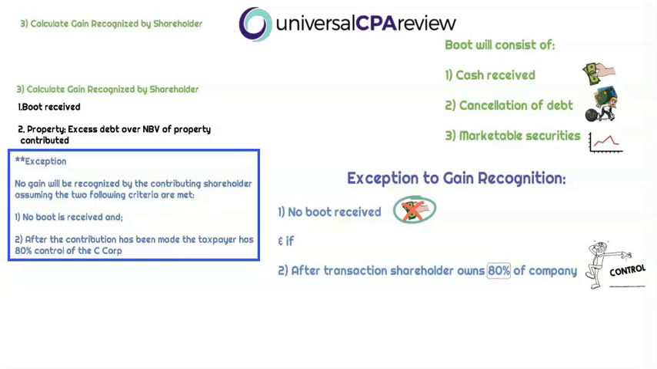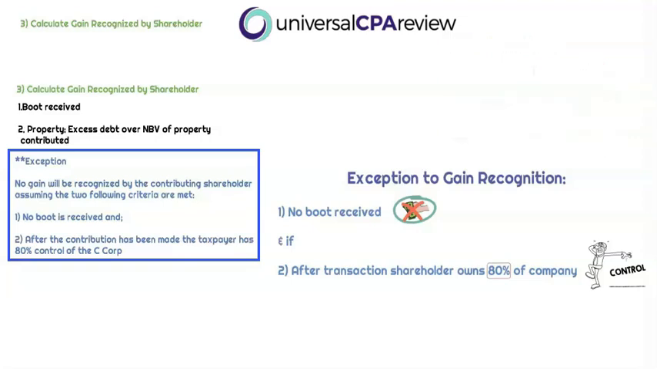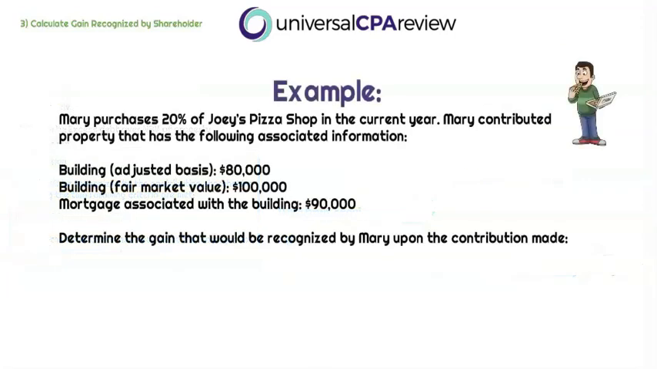What you primarily need to focus on is the scenarios for them to recognize gain. Keep it simple, people. The ways that you need to remember for shareholders recognizing gain for your exam are if they receive boot or if they have excess debt. Let's go through a few examples to see what's going on. So we say Mary, once again, is purchasing 20%. She's contributing that same building with a basis of $80,000, a fair market value of $100K, and a mortgage associated with it in the amount of $90,000.